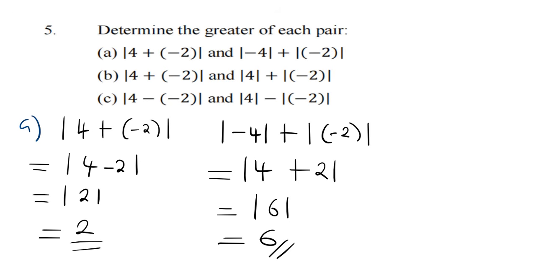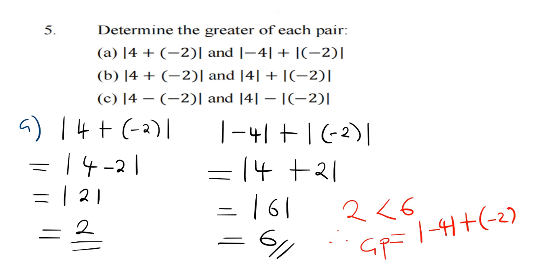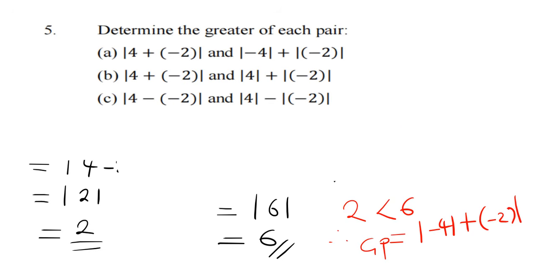So now the question is determine the greater of each pair. So we're able to see that 2 itself, if you look at 2, 2 is less than 6. Therefore, our greater pair, I'm just going to write GP, is that one, -4 plus -2, like that. The second one will be our greater pair. So that is how we solve the first one.